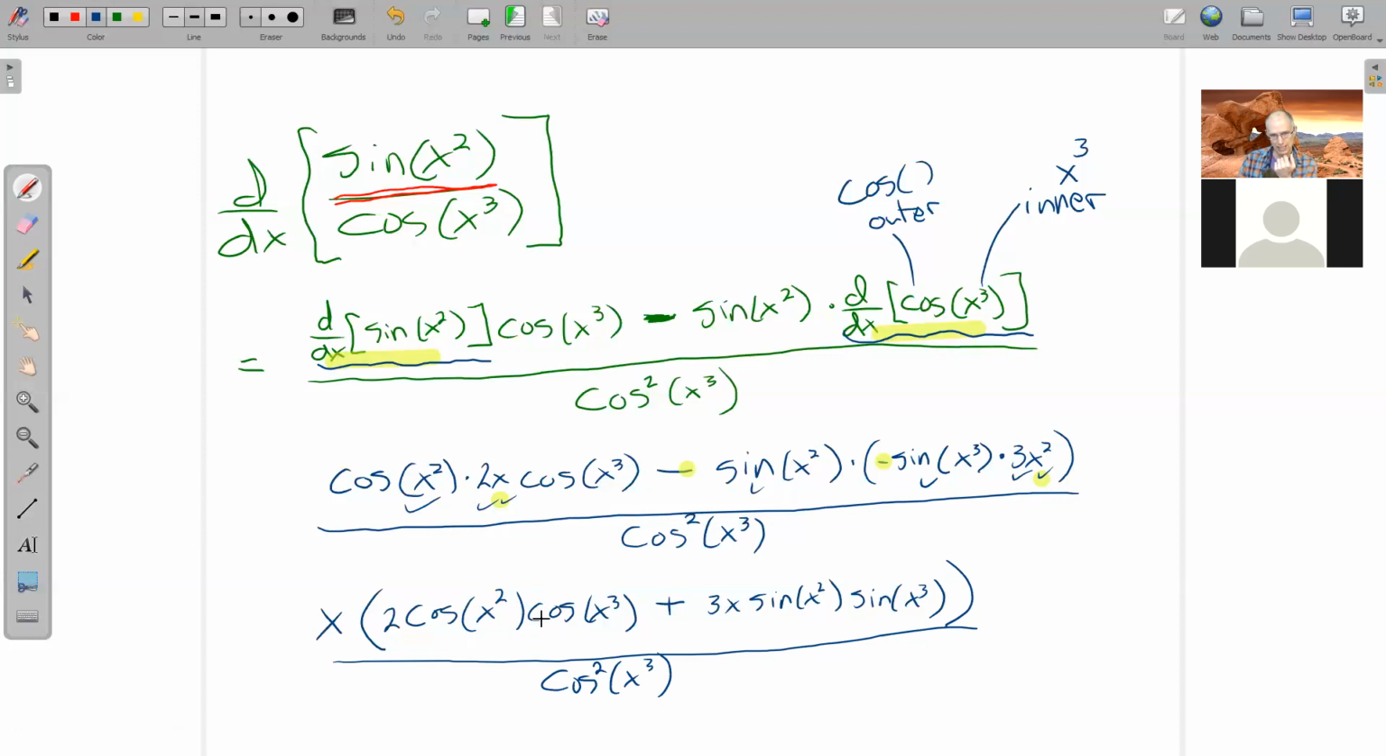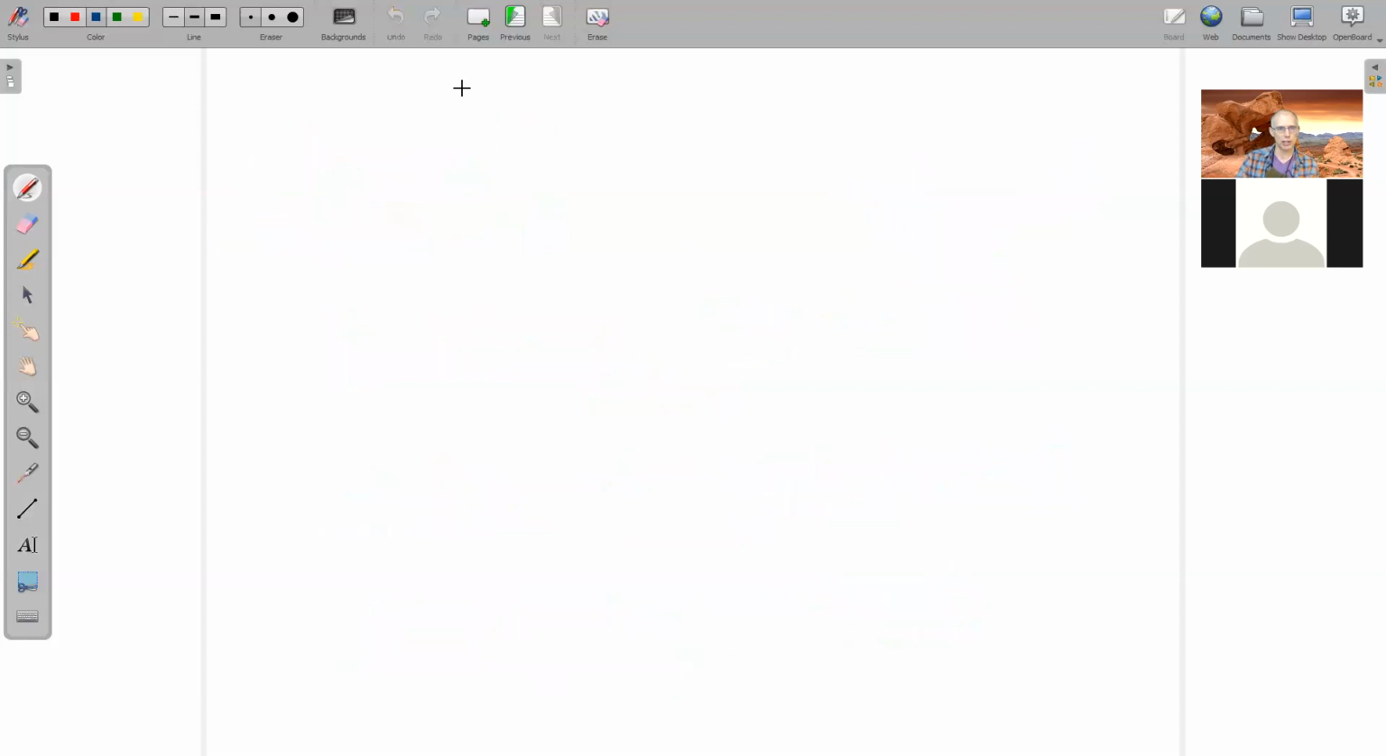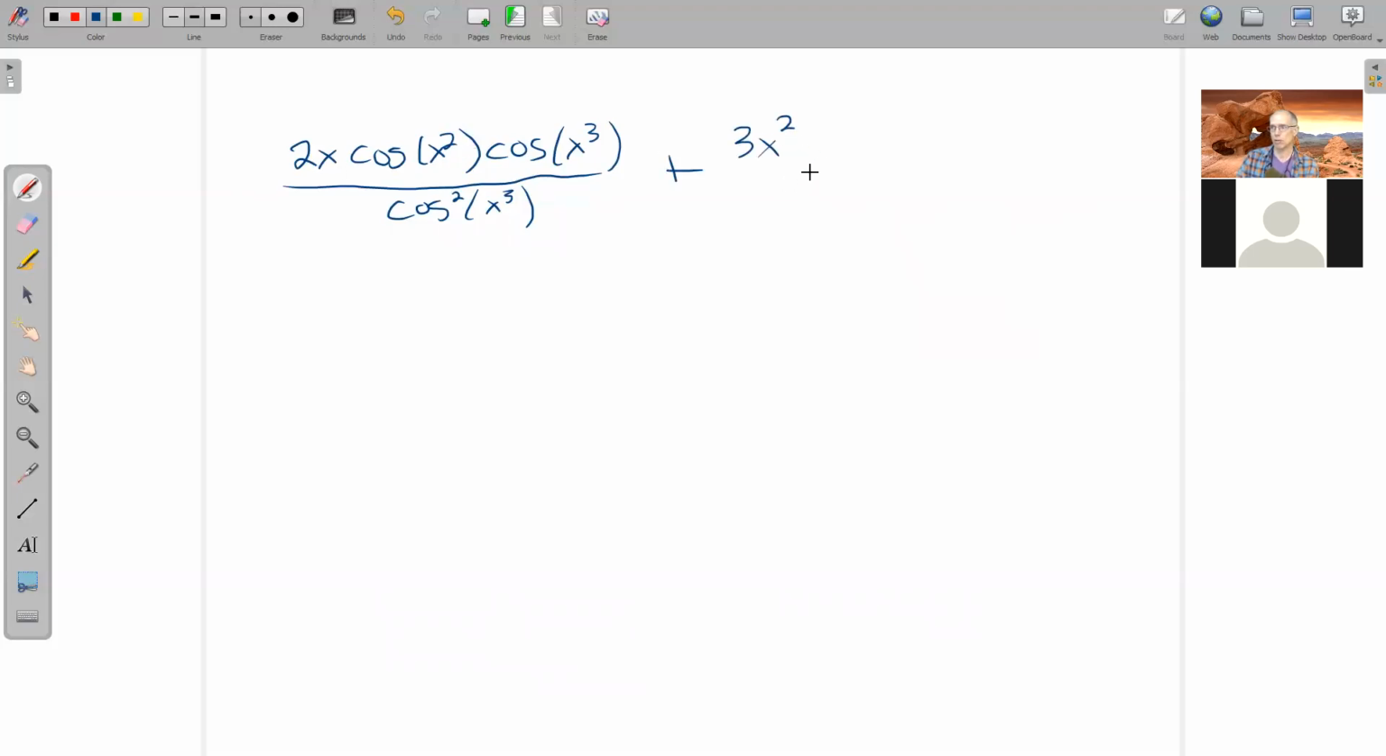I mean, if you're dying to cancel here, the best we could do, let's see if I can get this right. I think I got that in my head. Let's see. Then I have to put the x back in. Yeah, I have to write this 2x cosine of x squared cosine of x cubed over cosine squared of x cubed plus 3x squared. So I'm putting the x I factored out back in.